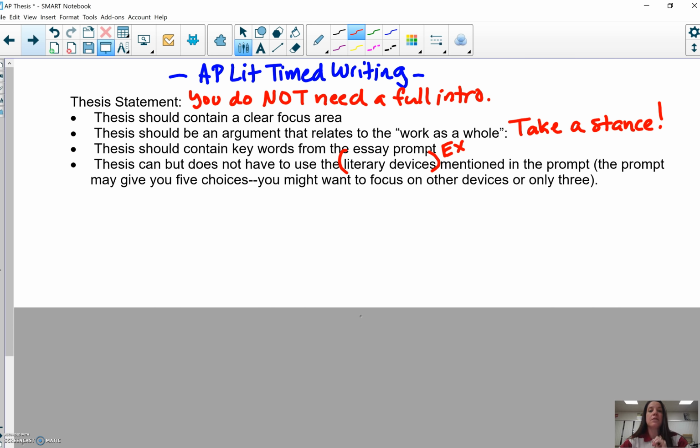Your argument needs to have a stance. You're talking about the work as a whole, not just pieces of a work, which usually leads you into your theme. So depending on the prompt, work a theme into what you're talking about. You want to make sure that you use keywords from the essay prompt in your thesis statement. And if the prompt lists a bunch of different literary devices, you don't necessarily have to use them all. You don't have to use any of them. You can use a few if you want, or you can focus on your own.